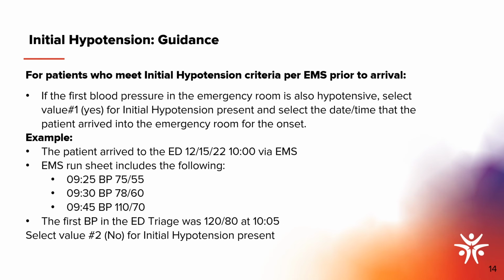Let's change direction for a minute. For patients who meet the criteria for initial hypotension prior to arrival, how do we abstract the correct date and time of onset? The guidance states that if the patient meets criteria for initial hypotension in an ambulance, for example, and the first blood pressure taken in the ED was also hypotensive, then we would select value 1, yes, for initial hypotension present, and select the date and time of patient arrival to the emergency room.